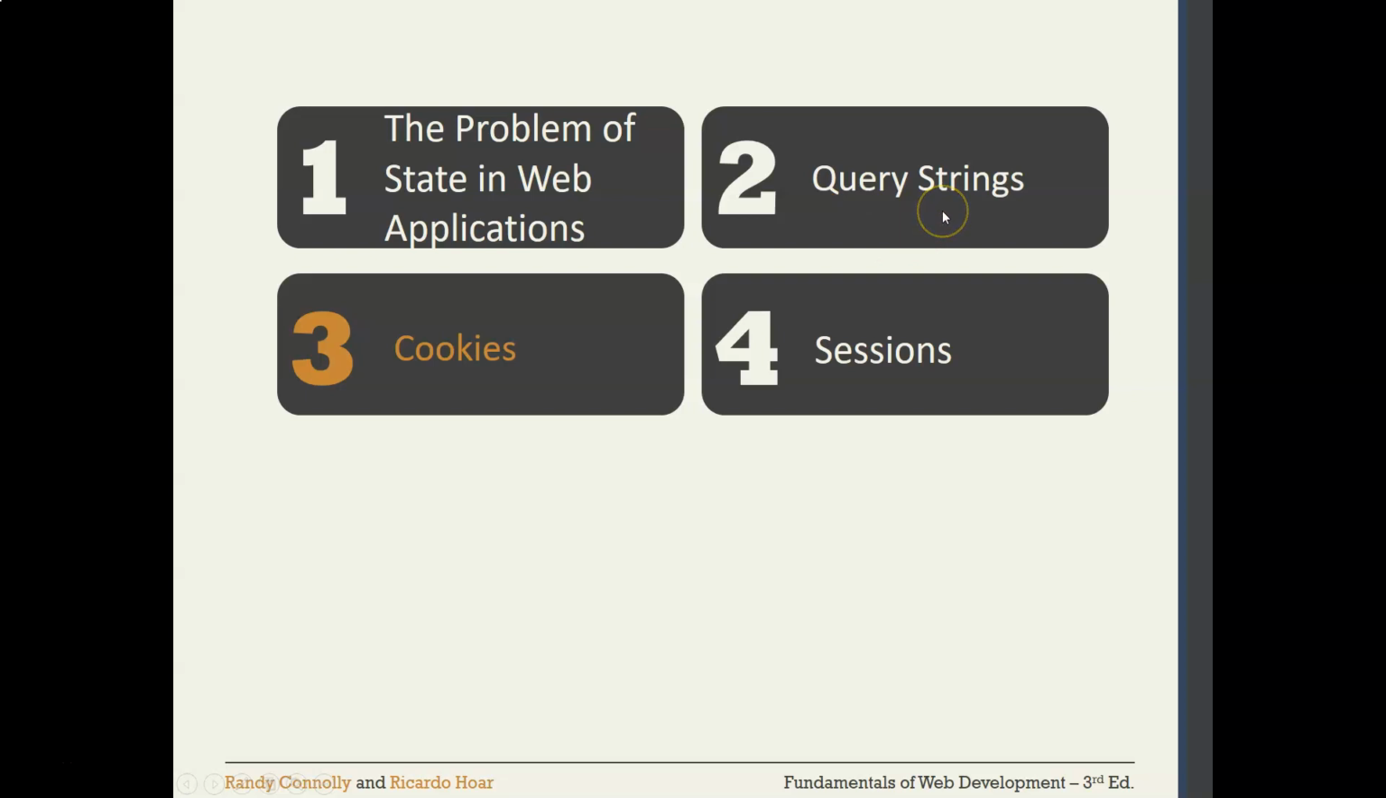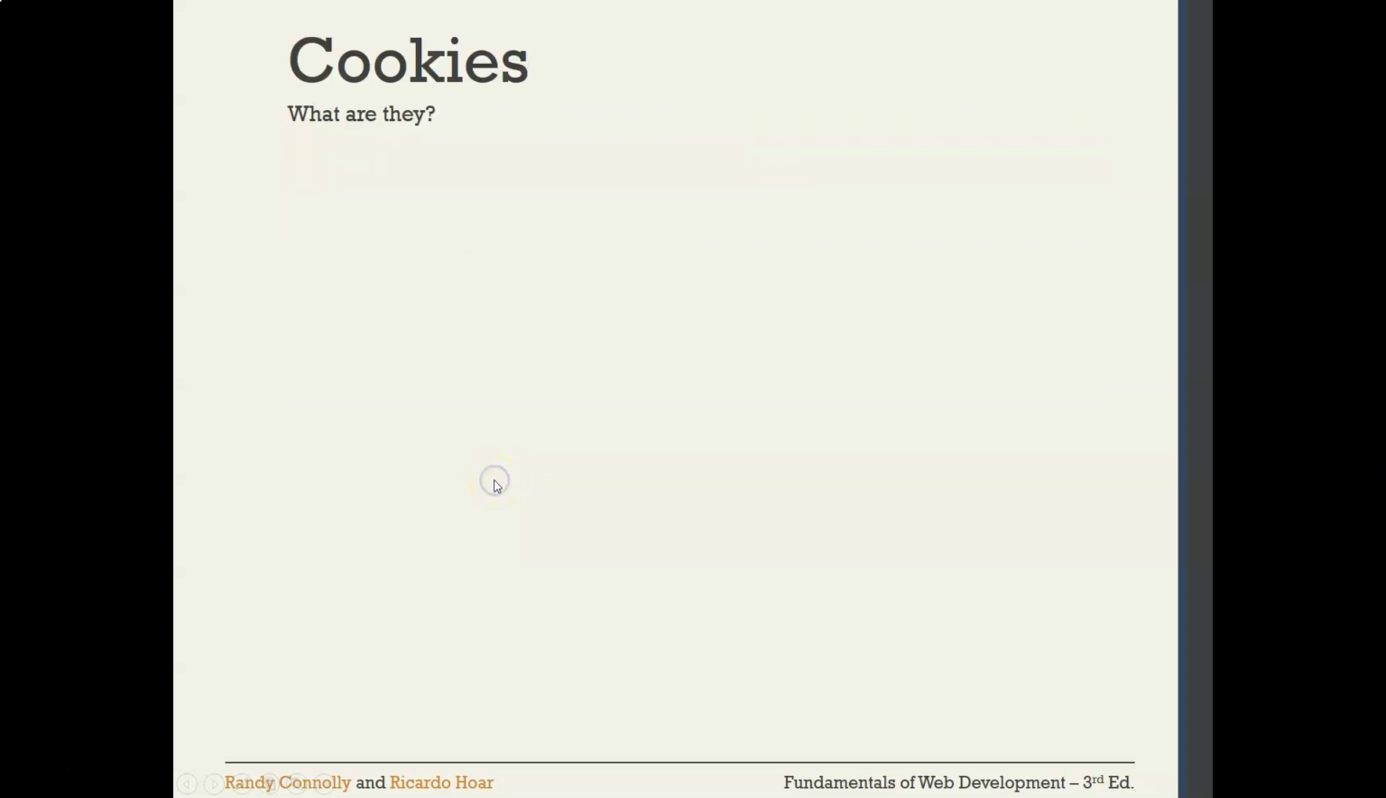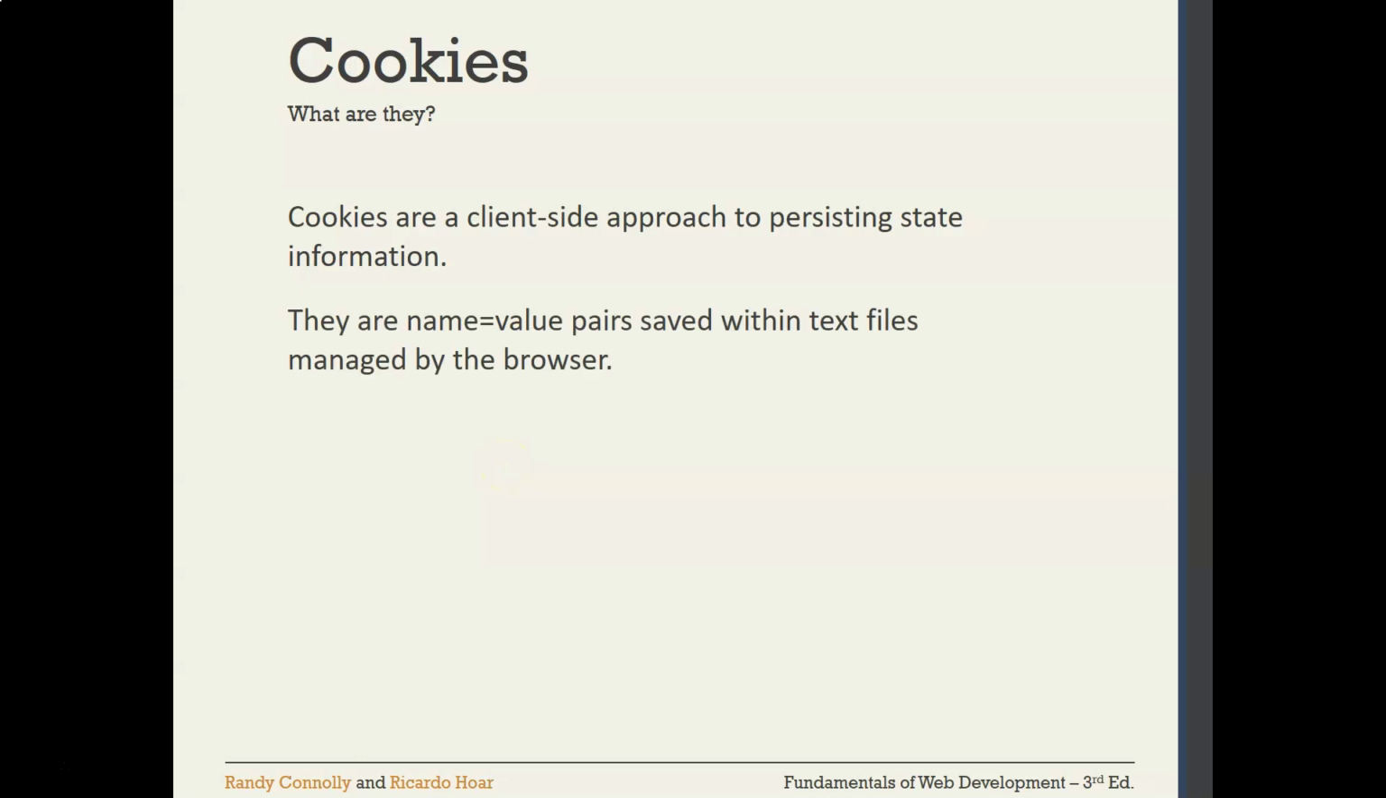All right, but query strings, whether that data is in the URL at the end, or in the HTTP header, is one of the two key ways of passing information. The other key way is via cookies. So what are cookies? Well, they're a client-side approach to persisting state information. So it's information that's stored on the browser. They're name equals value pairs. They can be saved within text files, which are managed by the browser.